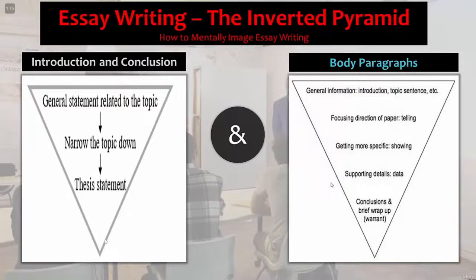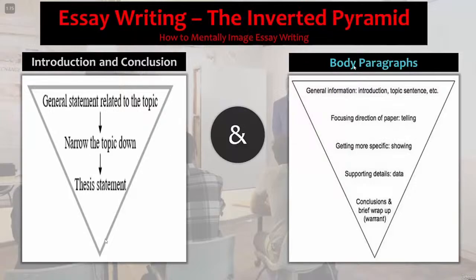The introduction is more general. So it's like the wide base of the pyramid. And then when you get to the body paragraphs, it narrows down a little bit more. It narrows down just a little bit more. And then when you finally get to the conclusion, it all comes down to a point. When you look at the introduction and the body paragraphs, it's the exact same inverted pyramid shape. With an introduction, you start off with a general statement related to the topic. Then you move down and you narrow it into the specific question that's being asked. And then you wrap things up with a thesis statement.